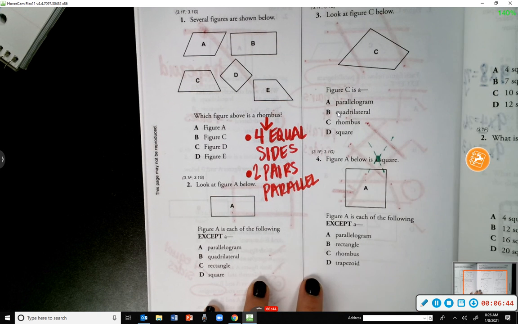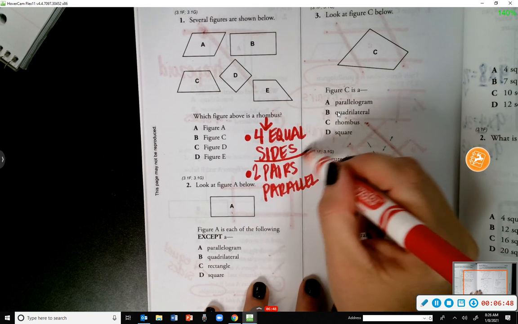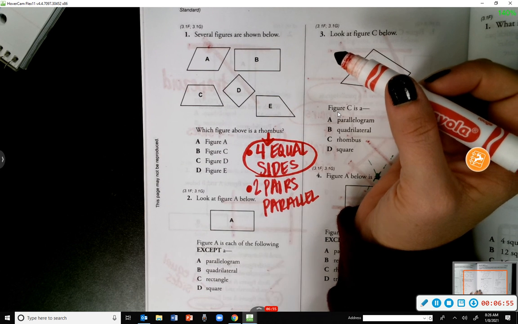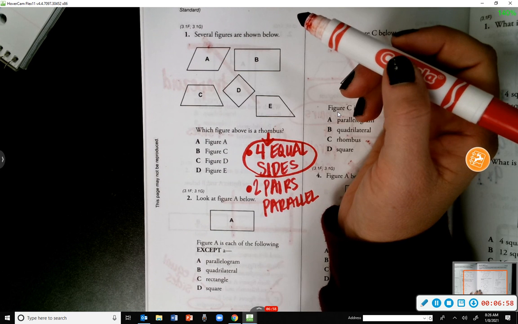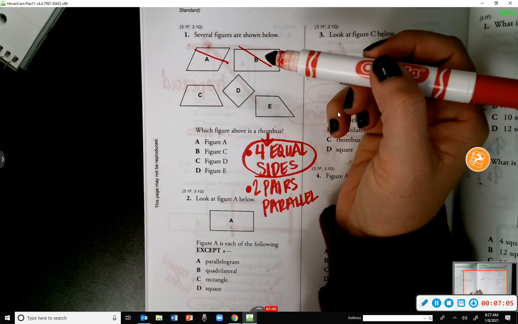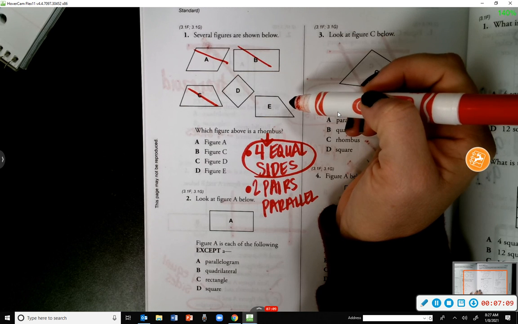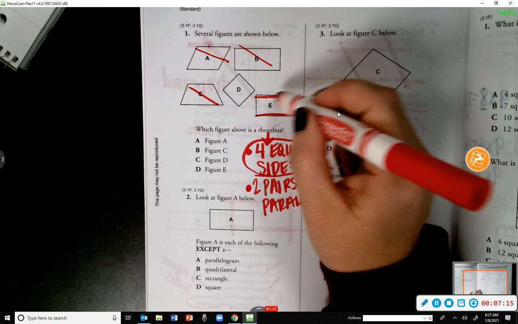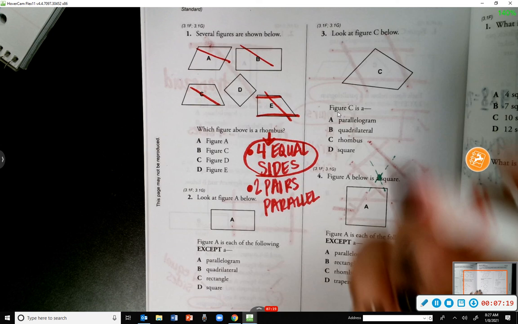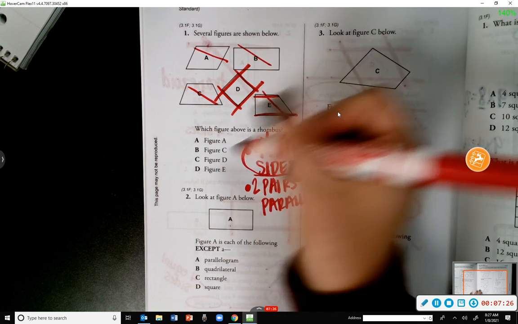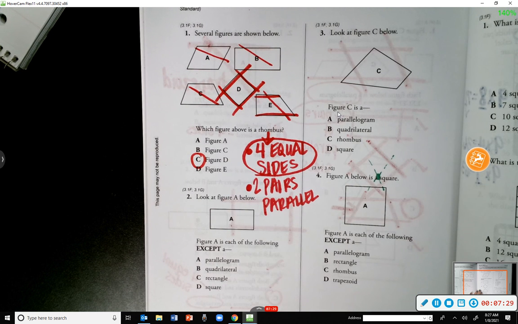So, let's just start with this first one. 4 equal sides. Does A have 4 equal sides? No, it looks like the top and bottom are a little bit longer. B, does it have 4 equal sides? No. And C? It's not even on the list. No. E? No, we can tell this one is going longer than the top one, so they're not equal. D, 4 equal sides and they're parallel. These are parallel to each other, and these are parallel. Okay, so D is a rhombus. And we know it's not green because it's not on the chart.